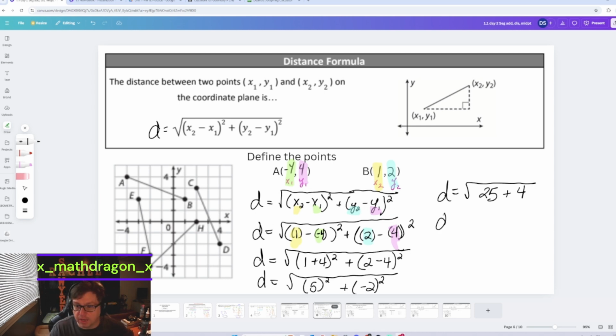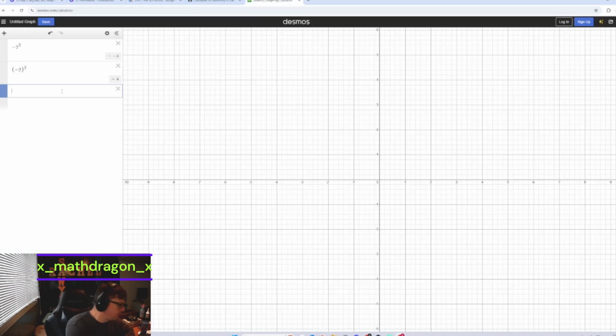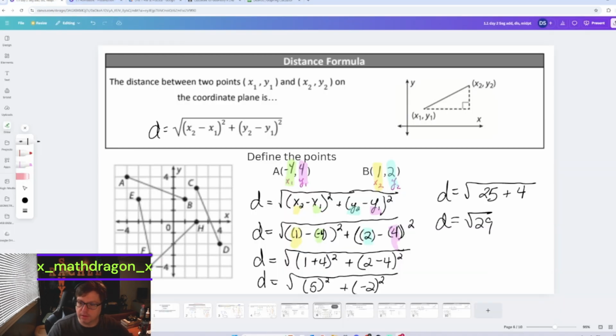So then we get d to equal the square root of 29. You'll play with these enough. SQRT will give you that square root 29, and you can do 5.4. You can say this is 5.4 and be done with that. So the length from A to B is 5.4 units long.